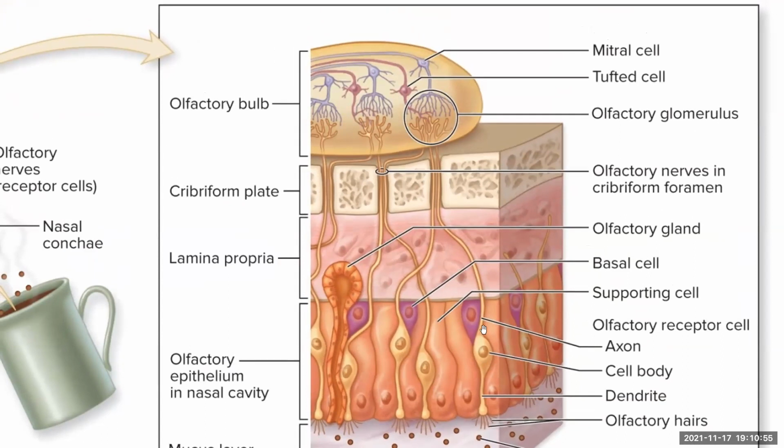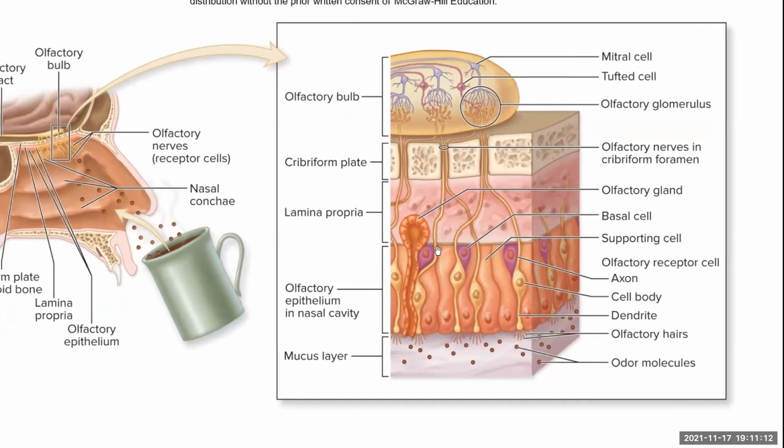So this is where the olfactory receptor cell, the neuron here, will synapse onto these other two cell types called the mitral cell and the tufted cell. And where they synapse, we refer to as the olfactory glomerulus. Now, we'll talk a little bit about all this stuff here, but I just kind of wanted to point these structures out to you.